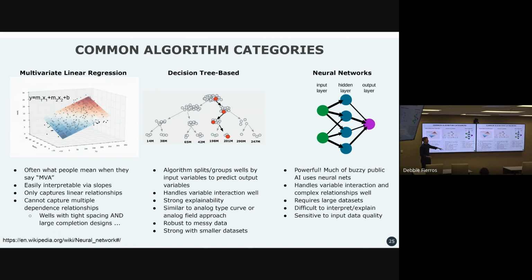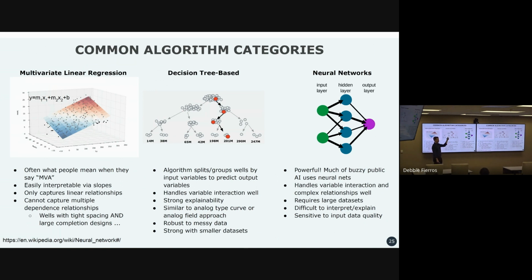Decision trees. So these are what we use mostly. These group and split the wells by their input variables. It's relatively straightforward. Everybody in here who's built an analog type curve, yeah, probably almost everyone in here, right? You're just going through and grouping wells that you think are analogous, and that's kind of what decision trees do, except they're not just building one set of analogs, they're building thousands of them across thousands of trees in a random forest.